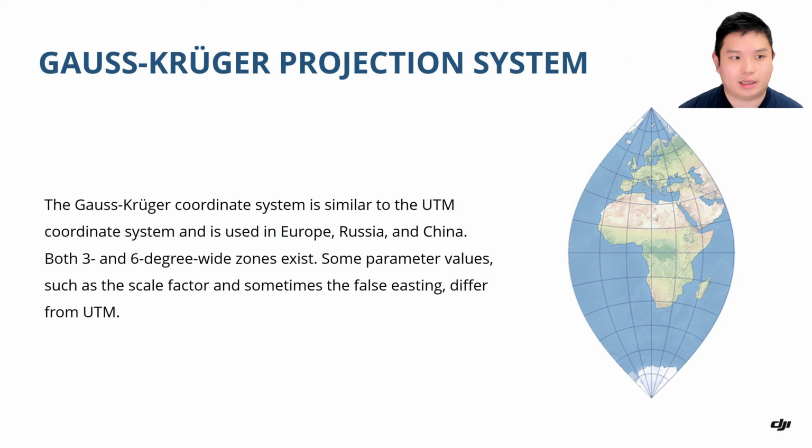And the last one is the Gauss-Kruger projection system, which is also a worldwide projection system, similar to the UTM projection. It's commonly used in Europe, Russia, and China, with both 3-degree and 6-degree wide zones available.